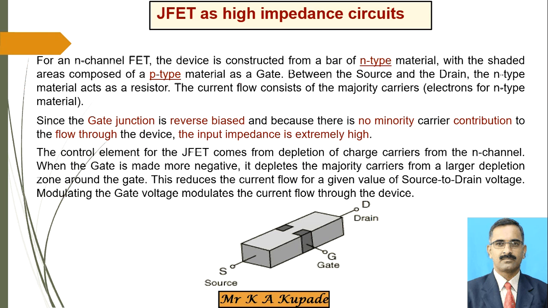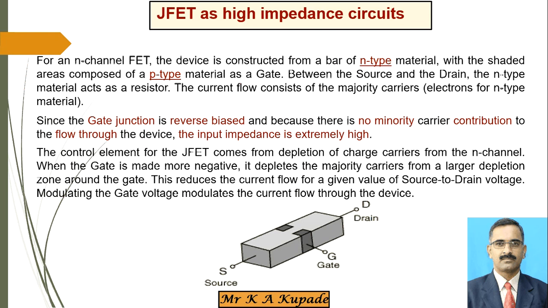Now, modulating the gate voltage modulates the current flow through the device. So here I have shown this bar, and how the gate terminal is diffused, not attached. It is shown here in this figure.